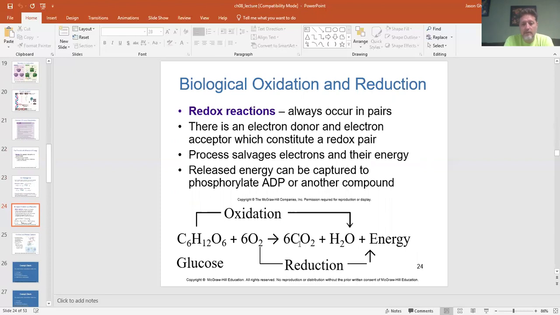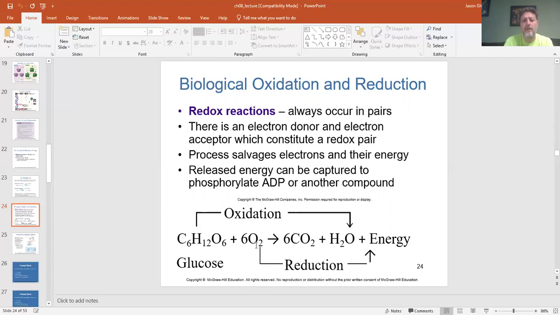Biological reactions are oxidation and reduction reactions, redox. An easy way to remember them is OIL RIG. The O in OIL is for oxidation, and the L is loses. So oxidizing loses electrons, and then reduction, with the G at the end, gains. So if it's an oxidation reaction, it's going to lose electrons. If it's a reduction reaction, it's going to gain electrons.